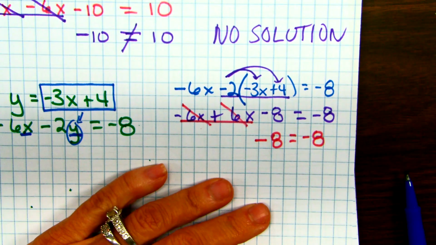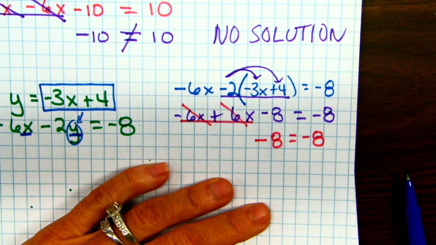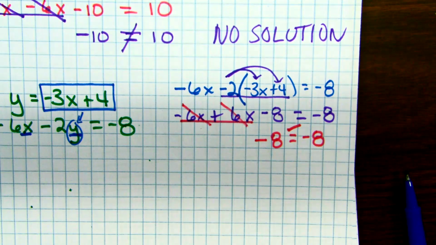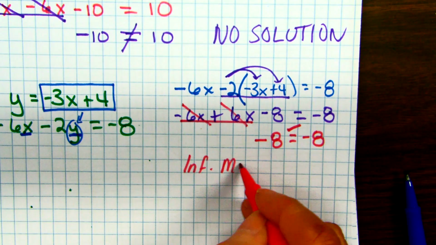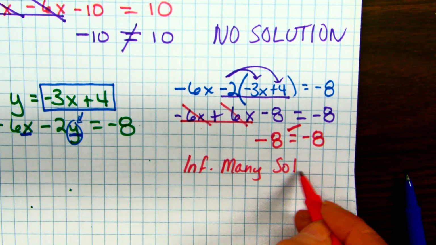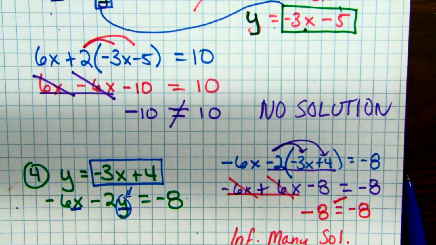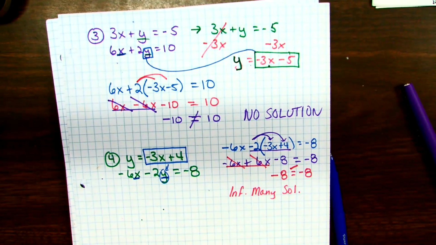Is that a true statement or a false statement? True, of course. Negative 8 equals negative 8. That means infinitely many solutions. Okay? So you now know that when your x's or y's, when your variables go away, there's none left in the equation to solve for, it's going to be one of these two answers. Okay?